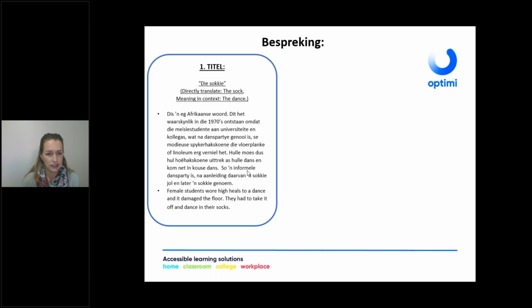In the 1970s, when students had a dance at school, the girls were wearing high heels, and the heels would damage the wooden floors. So they were asked to remove their shoes and only dance in their socks. That's why they call it a sokkie. And it just kind of stuck.